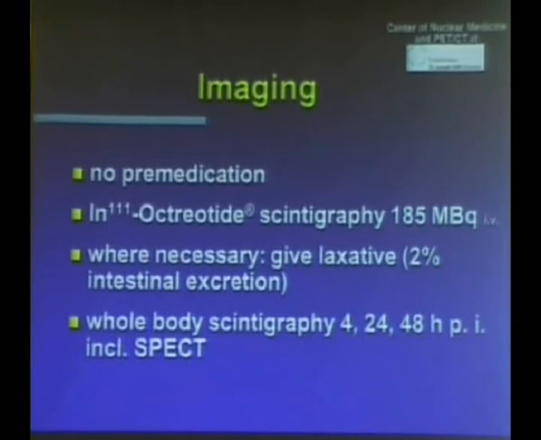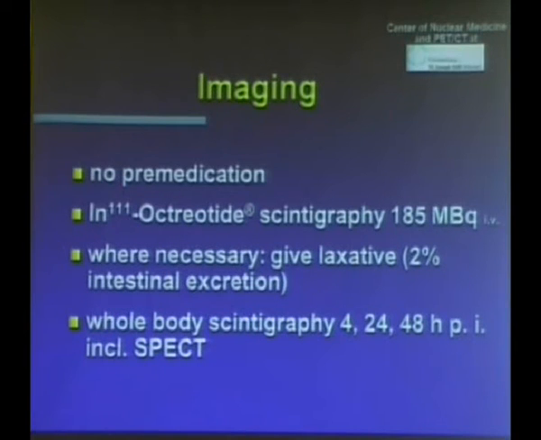This scintigraphic way of acting is very easy. We need no pre-medication. We use a standard dosage, and sometimes you have to give a laxative to clear up the intestine. And it is very important to perform a whole body scintigraphy.